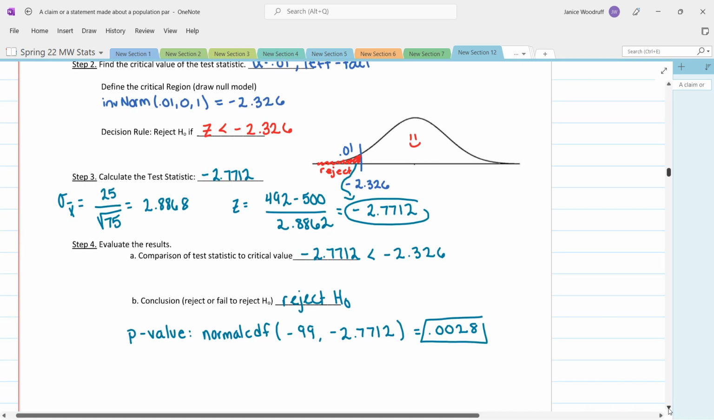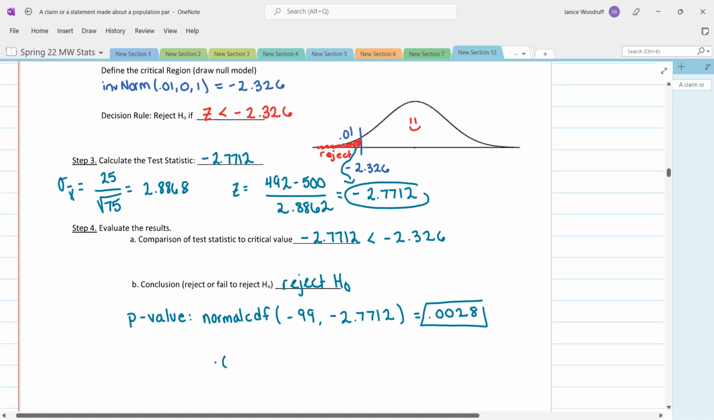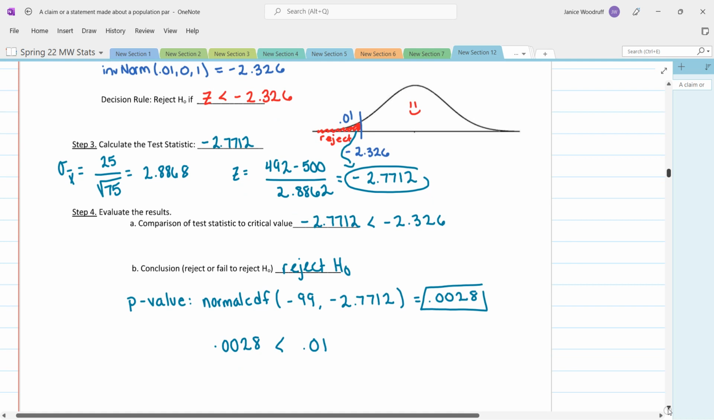And there you compare that to alpha. So you have 0.0028 and 0.01. It's less than 0.01. P is less than alpha. So you reject the null.